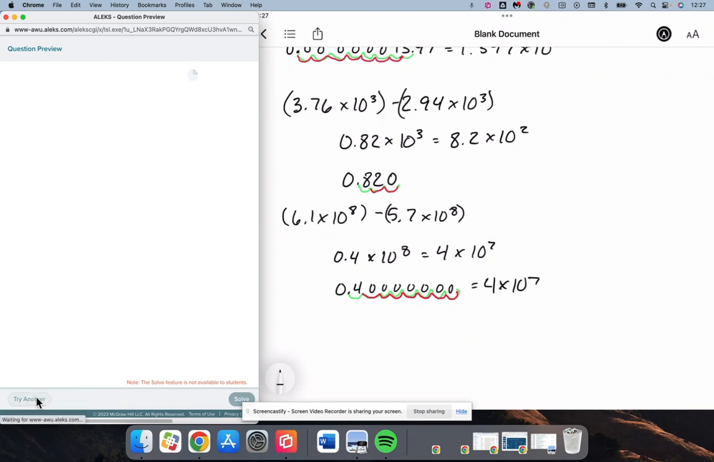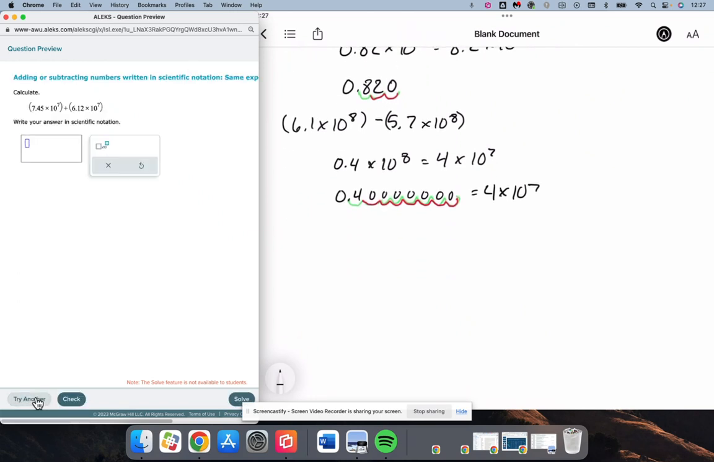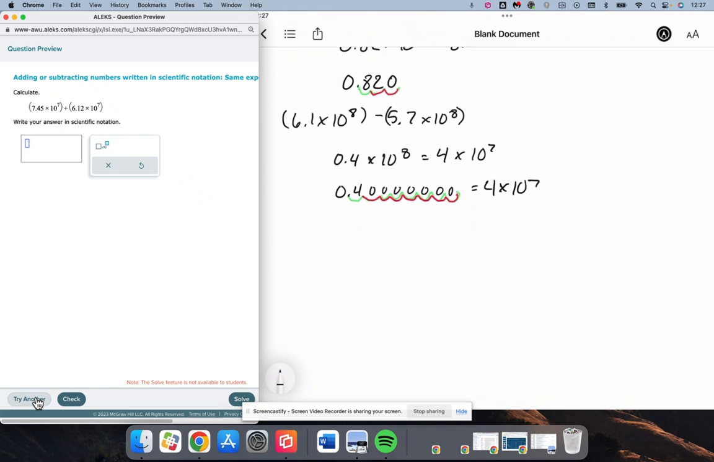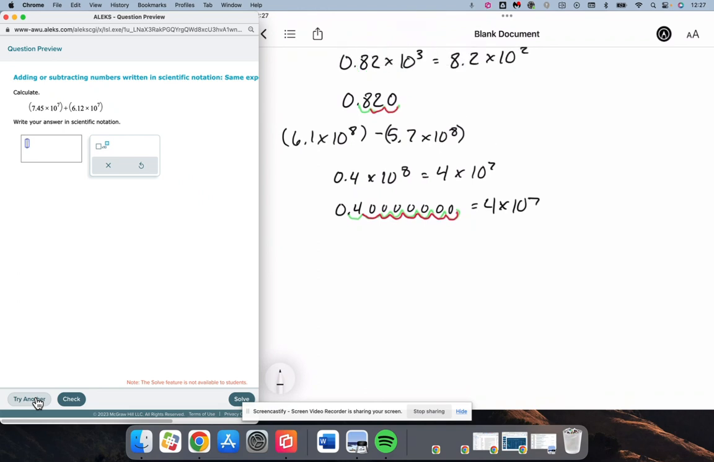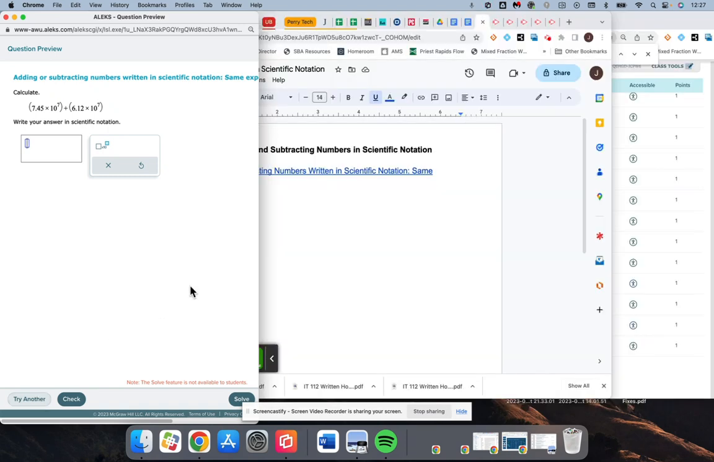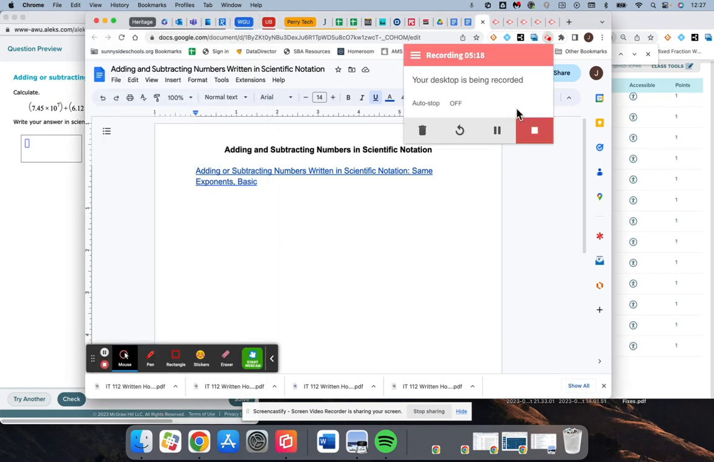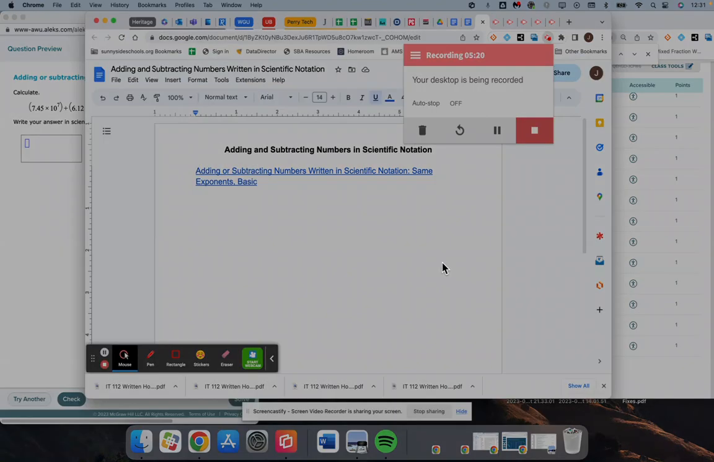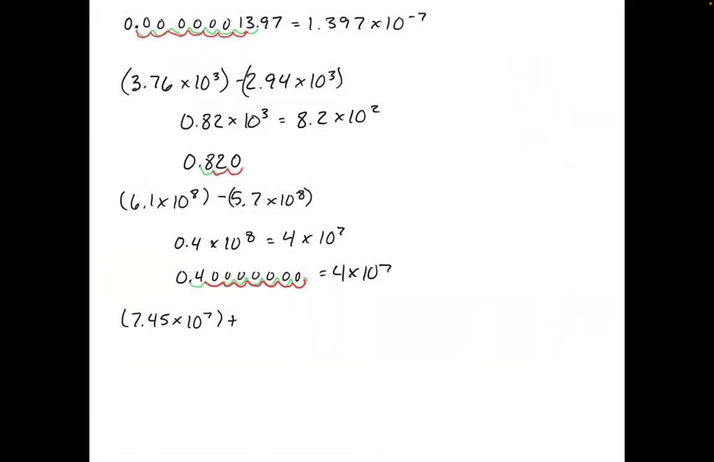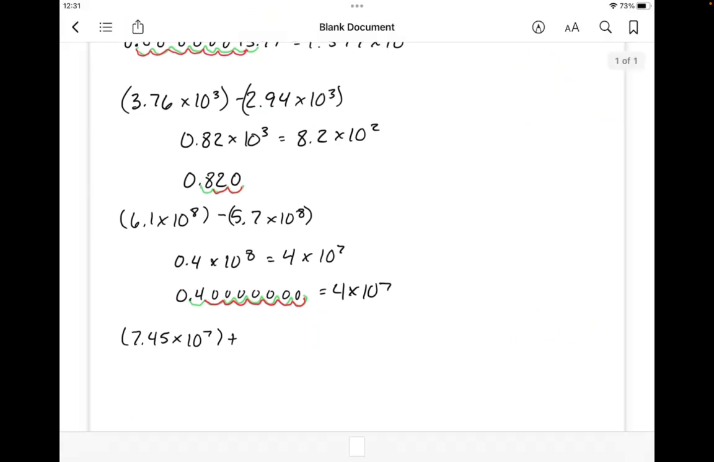Okay, one more. We have 7.45. Did we already get this one? No. Okay. 7.45 times 10 to the 7th plus, don't know why that disappeared. I'll be right back. Okay, I'm going to have to do this a bit differently because my thing doesn't want to connect correctly. So we had 6.12, I think, times 10 to the 7th.